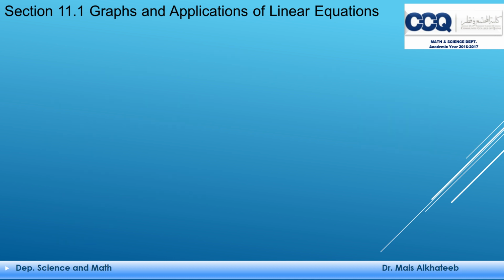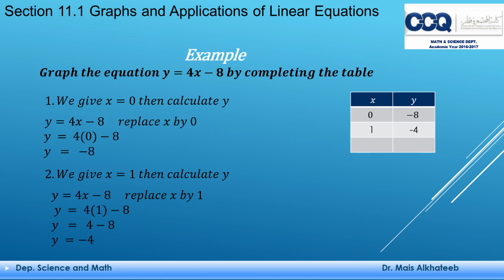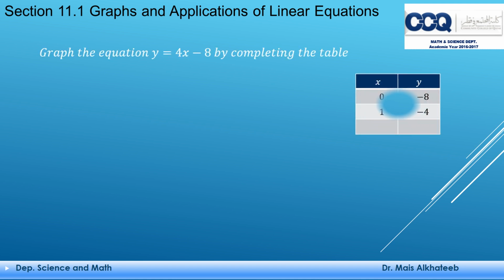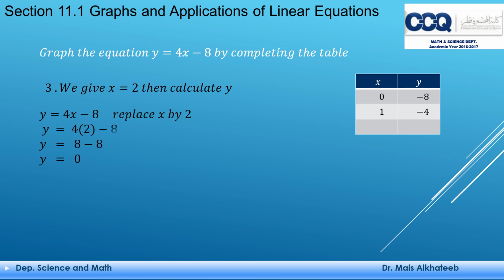عددين واحد موجب والثاني سالب. So we will subtract، نطرح ونحط إشارة الأكبر. إذن if x equal 1 then I will get y equal minus 4 by calculating it using the same equation. Now I will give the x equal 2. باخد قيمة ال x 2 وراح نحسب ال y. We will calculate the y now.